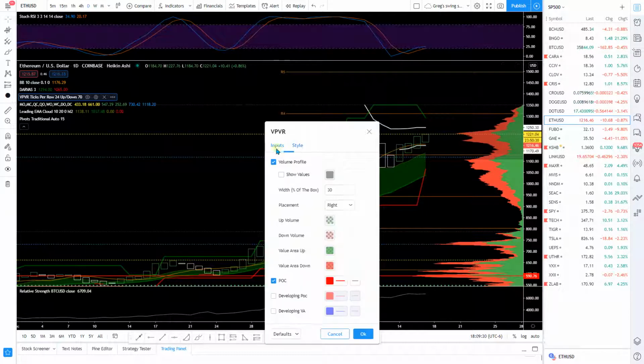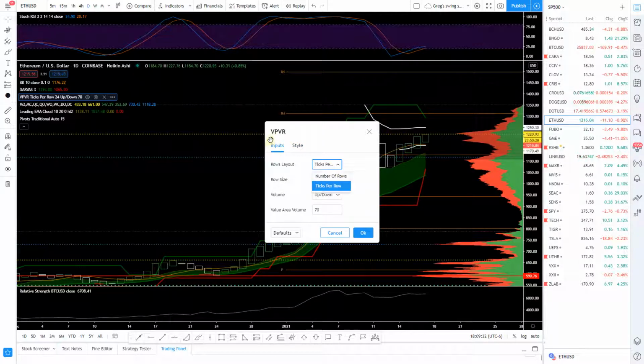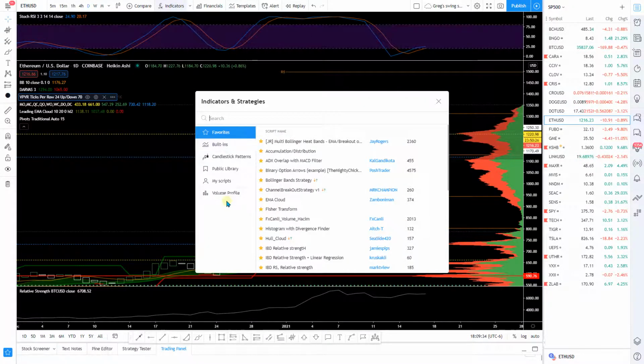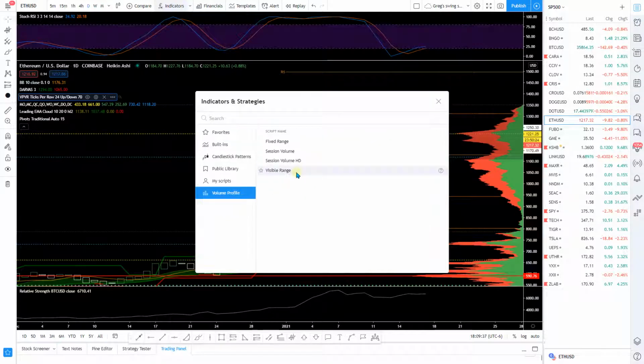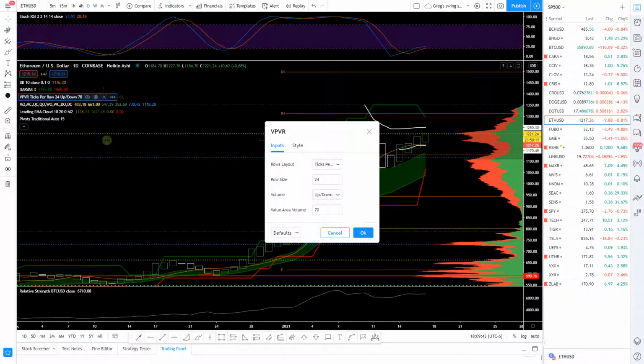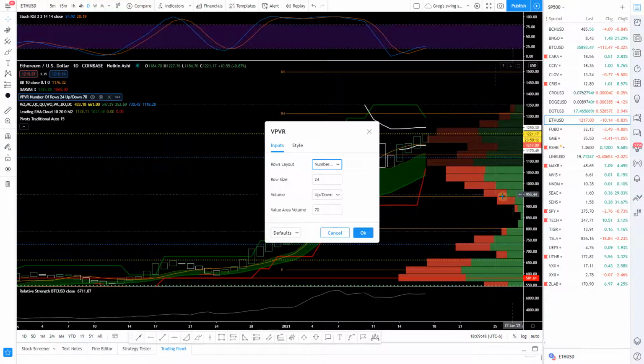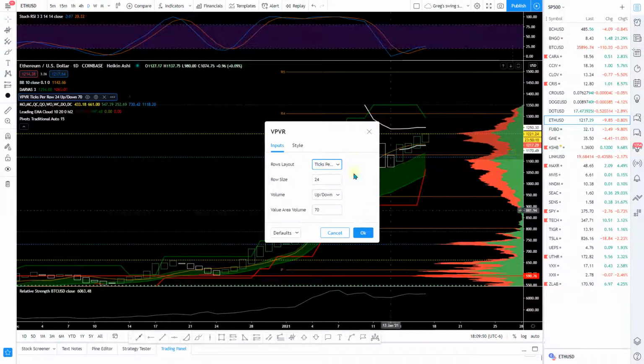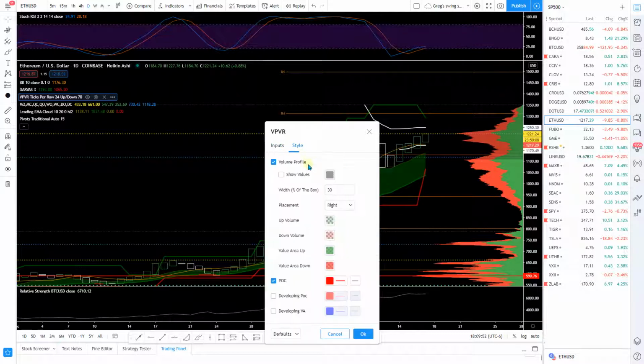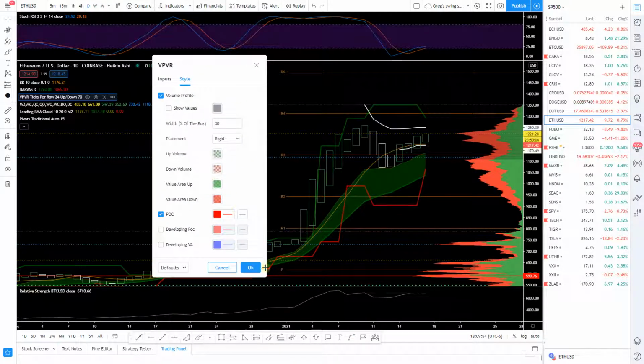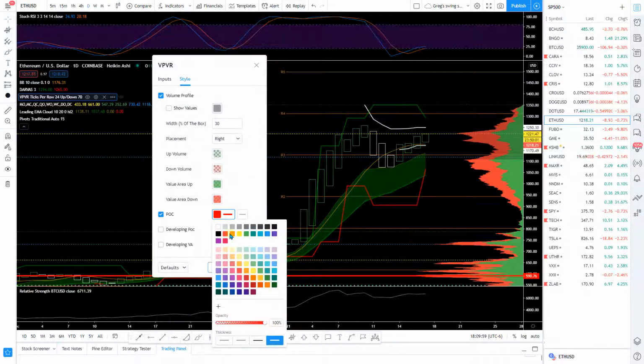And so what I do is I go in here as the VPVR. It's under indicators, and it's under volume profile, and it's the visible range version. So you can just click that, and then you come in here, you can edit it. I like to change the row layout. Instead of numbered rows, I like it to be ticks per row. It just looks better. And then I mess with this kind of stuff. And then here's the point of control. Obviously, we want that to be a little bit more visible.